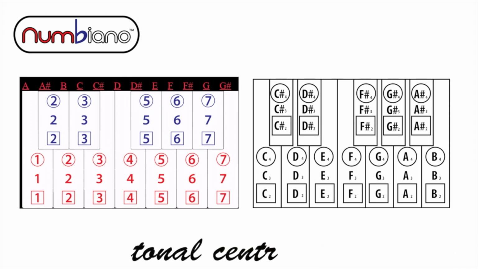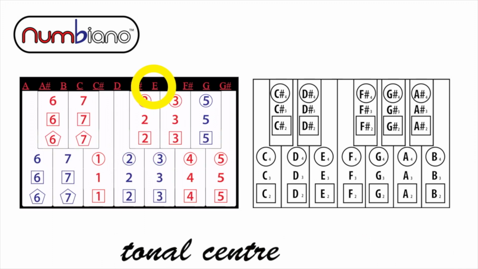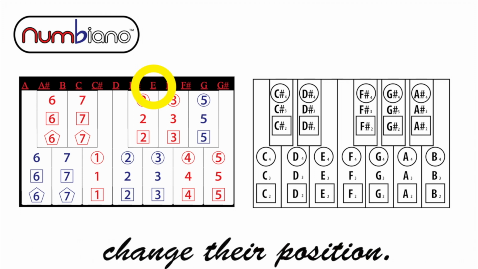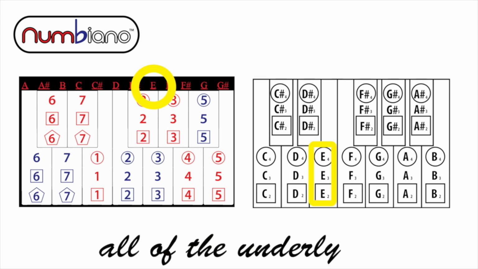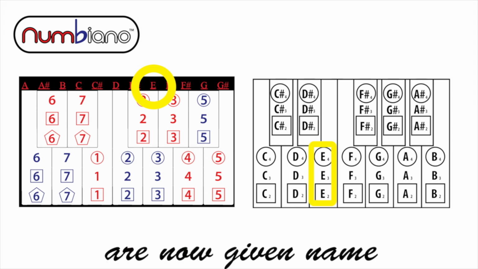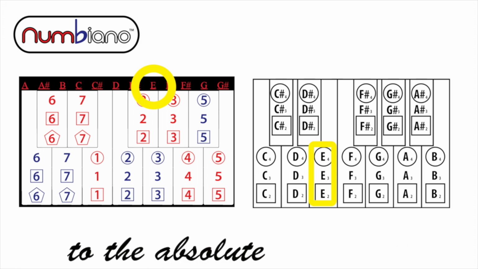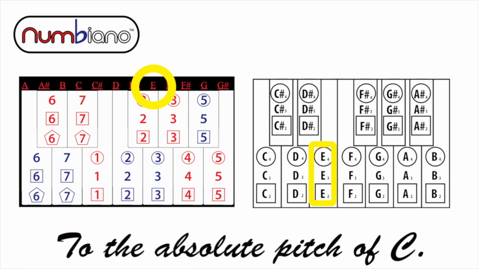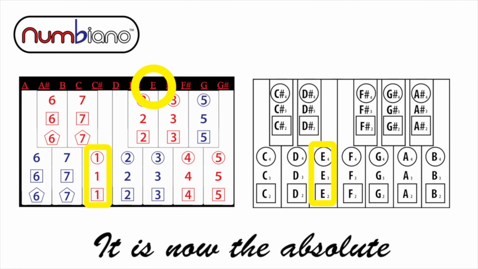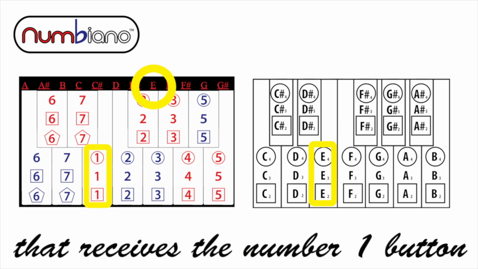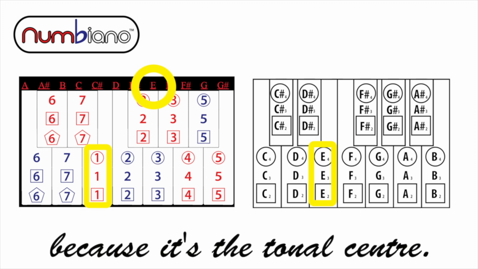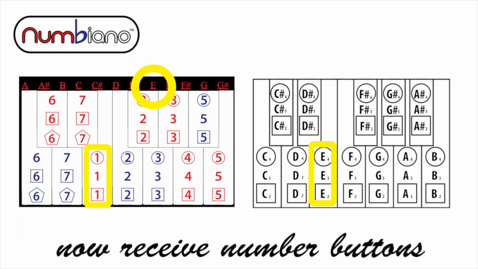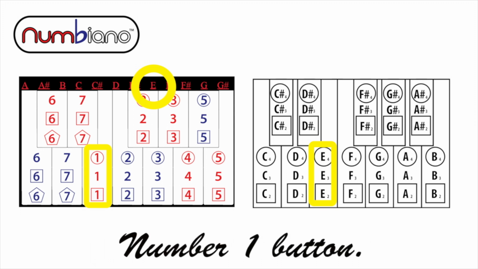If we now change the tonal centre to E by pressing the E tonal centre button at the top of the Numbiano screen, you can see that all of the numbers changed their position. This is because all of the underlying absolute pitches are now given names that tell us how they relate to the absolute pitch of E, instead of how they relate to the absolute pitch of C. It is now the absolute pitch of E that receives the number 1 button, because it's the tonal centre, and now all other underlying absolute pitches receive number buttons that relate to this new number 1 button.